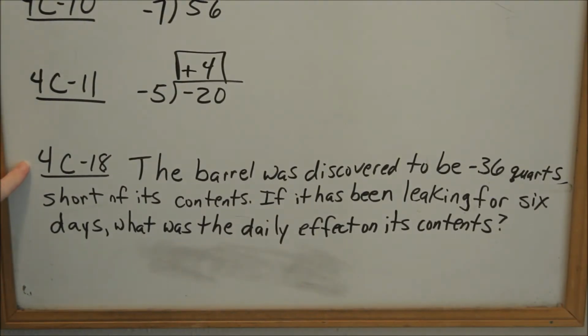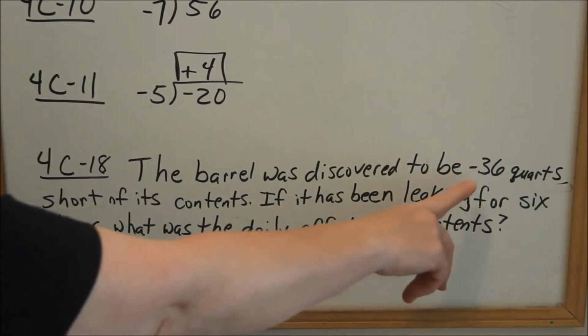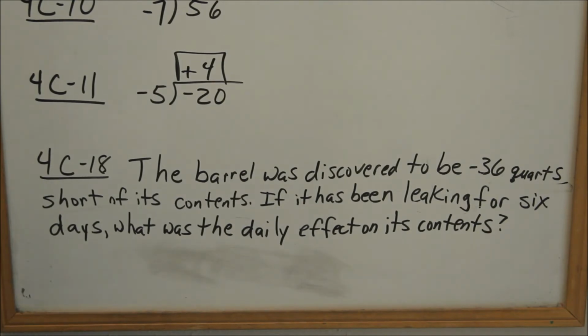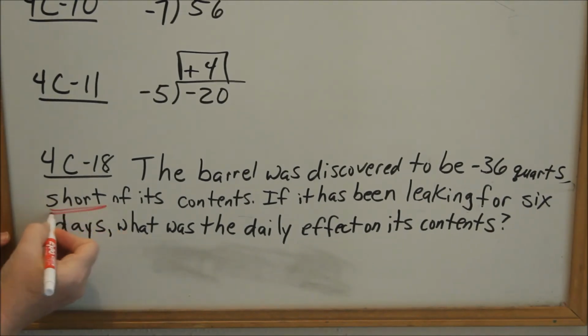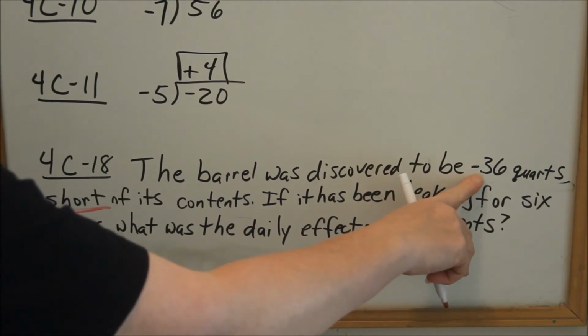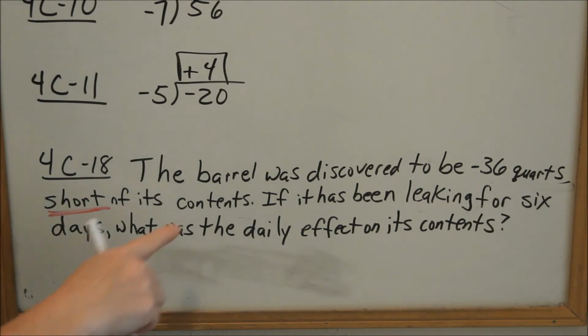Okay, looking at 4C 18, a word problem. The barrel was discovered to be negative 36 quarts short of its contents. Short implies negative. That's why this is a negative number here. If you are short money or short something, it's going to be a negative. If it has been leaking for 6 days, what was the daily effect on its contents?